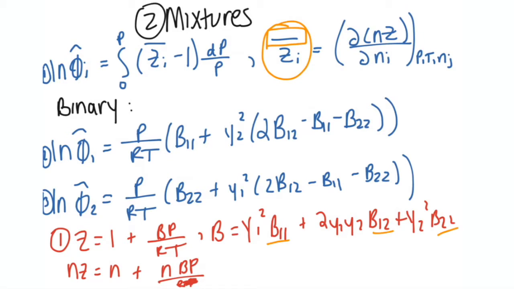Okay, then we can do the partial derivative, okay? So we're going to differentiate it with respect to n of species i, okay? So if we're looking for species 1, then we're going to differentiate with respect to species 1, okay? And keeping species 2 constant. And if we're differentiating with respect to species 2, then we're going to keep species 1 constant. Okay, so pretty straightforward.